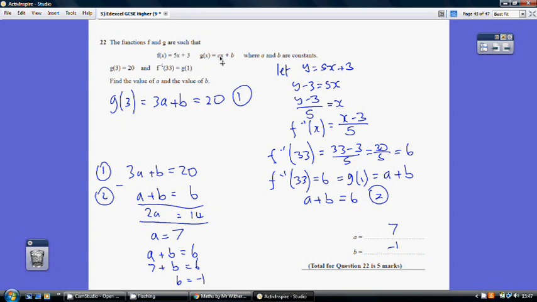So when I put 1 into the g function, this also equals 6. So putting 1 into the g function, I get a plus b. So my second equation is that a plus b equals 6. So my equation 1, 3a plus b equals 20. My equation 2, a plus b equals 6. 2 equations, 2 unknowns, so I can just solve this simultaneous equation. So choose to take away equation 2 from equation 1. I get 2a equaling 14. So a equals 7. Substituting this 7 into equation 2, I can see that b must therefore be minus 1.